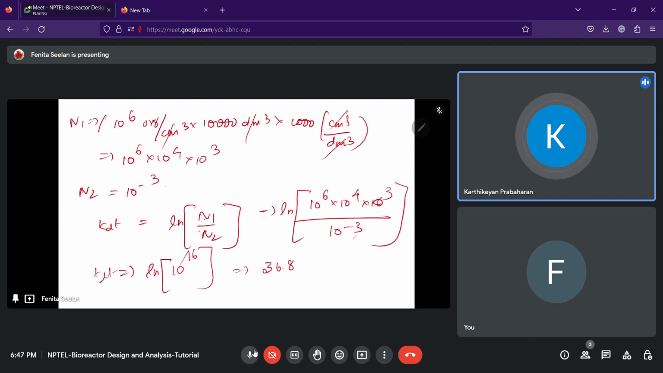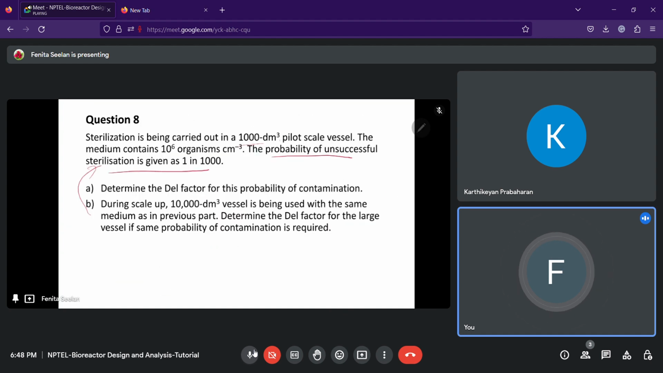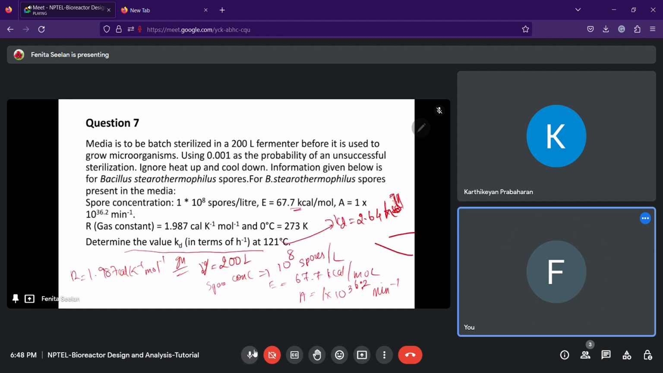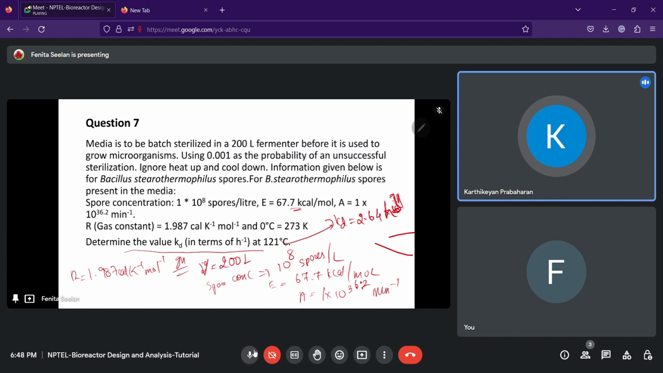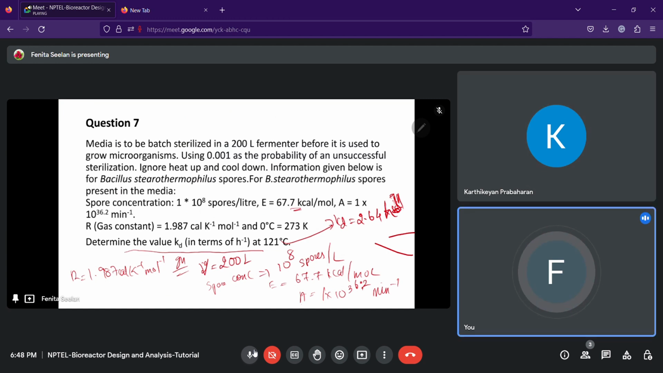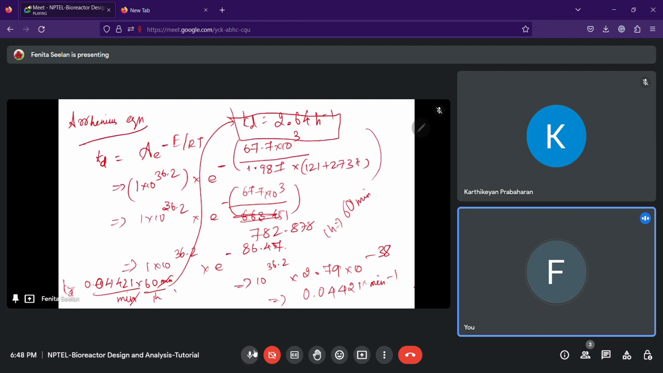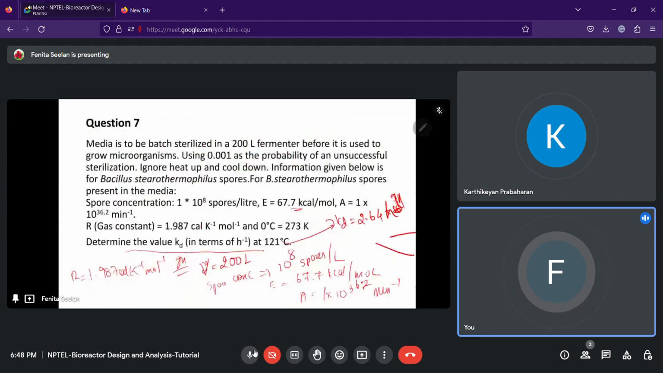Ma'am, can you read the question, ma'am? Okay, you want to see which question? Yeah, this question. This question is very simple. I hope you remember the Arrhenius equation where your KD is A e to the minus E by RT, right? So I'll read the question and check whether you are able to understand it. It's very simple only, so I'll read once.